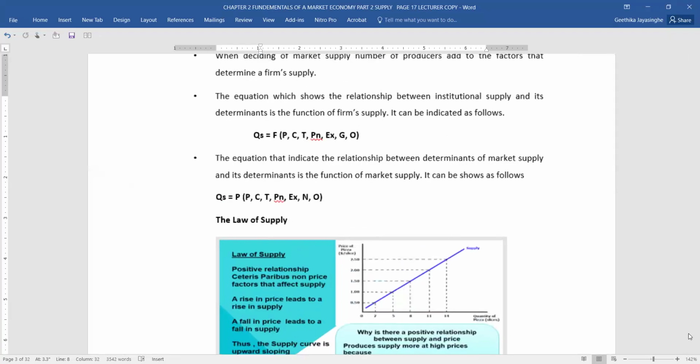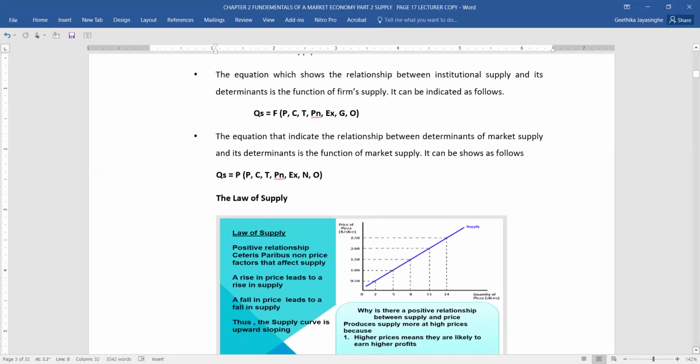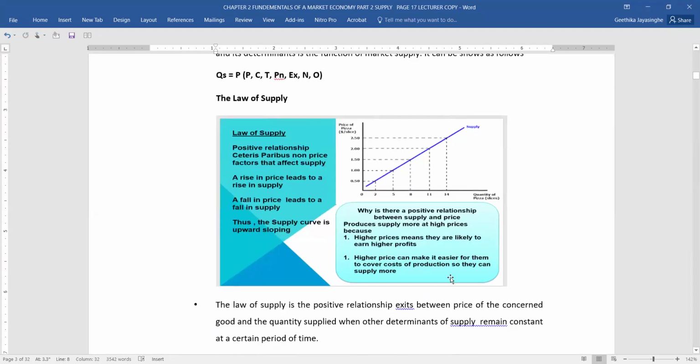Okay, let's study the law of supply now in detail. So now you are on page number 18. On page number 18, you may draw this. What are you going to draw? What is the law of supply? It's a positive relationship. That means if one element rises, the other one also rises proportionally together at once.